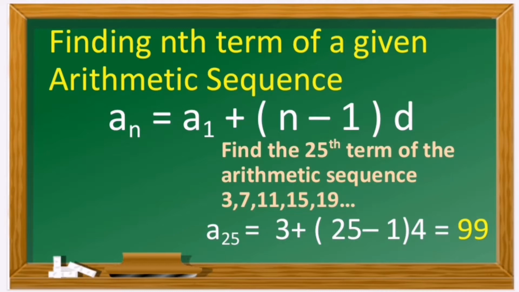Simple. All we need to do is to substitute the given in our formula. So the 25th term would be a sub 25 is equal to the first term in the given sequence, which is now 3, plus the quantity of n minus 1, where n is 25 as the total number of terms, times the common difference d, which is now 4. And what would be our 25th term? You got it right. It's 99.